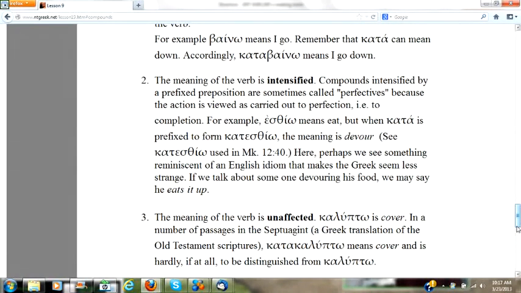For example, esteo means eat, but when kata is prefixed to form katasteo, the meaning is devour. See katasteo used in Mark chapter 12 and verse 40. Here, perhaps we see something reminiscent of an English idiom that makes the Greek seem less strange. If we talk about someone devouring his food, we may say he eats it up.